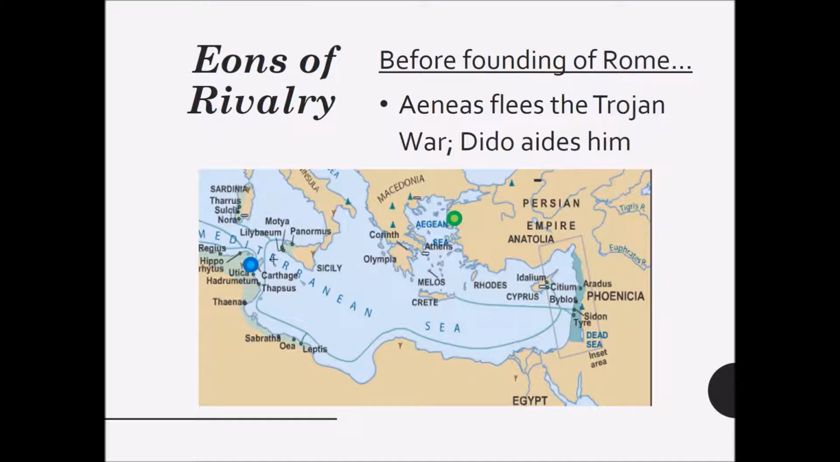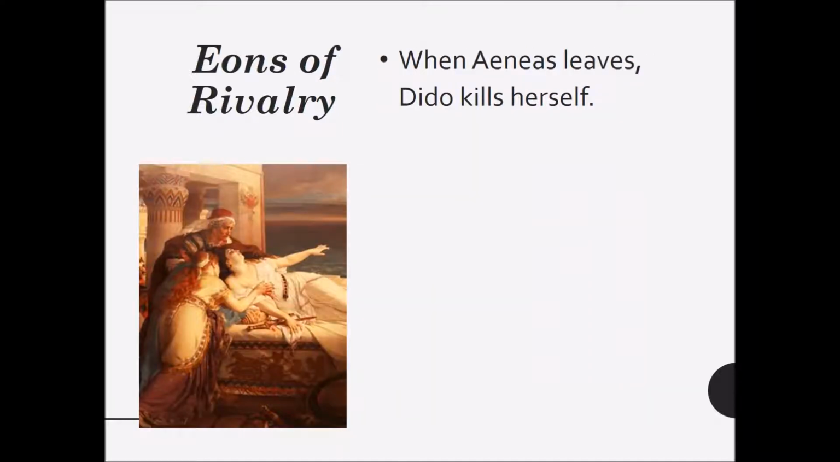In addition to that, Aeneas flees the Trojan War, eventually finding his way to the city of Carthage right after Dido founds it, and Dido there gives him aid. They become romantically entangled, but when Aeneas leaves to continue on with his fate of founding the Roman city, Dido kills herself. And as Aeneas is leaving, she curses the entire line of all men who would eventually come from Aeneas, which includes all future Romans.